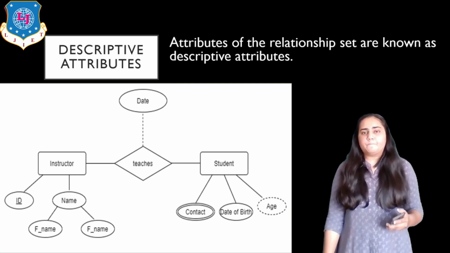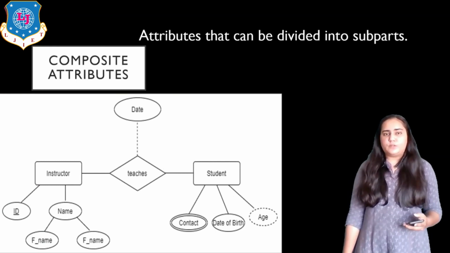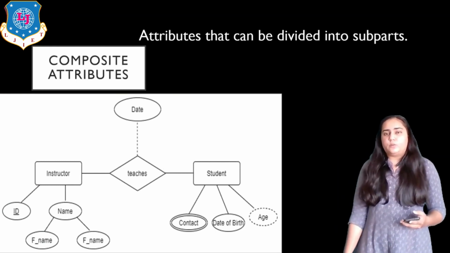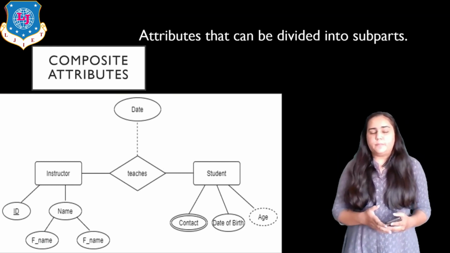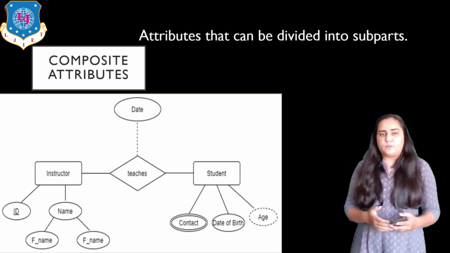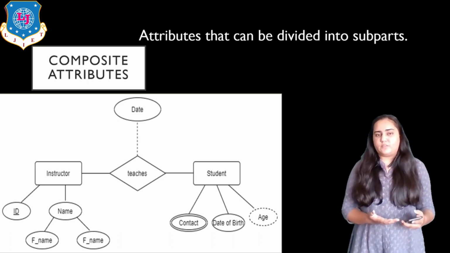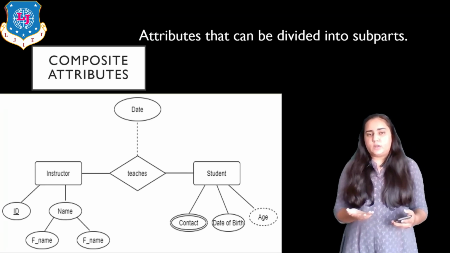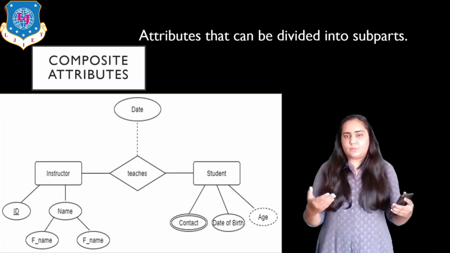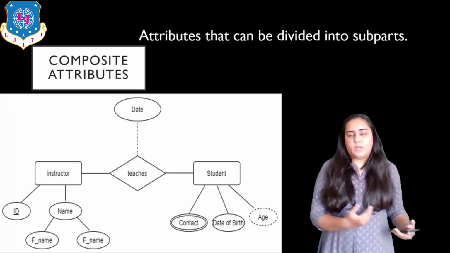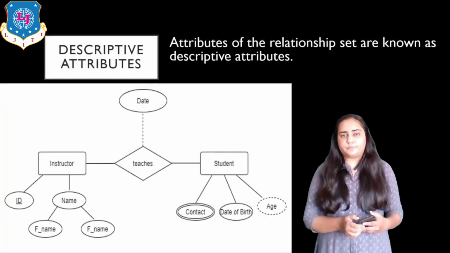And the next type of attribute we're going to see is a composite attribute, which can be divided into subparts. So for example, the attribute of name, you can divide it into subparts by saying that name can consist of a first name and a last name.